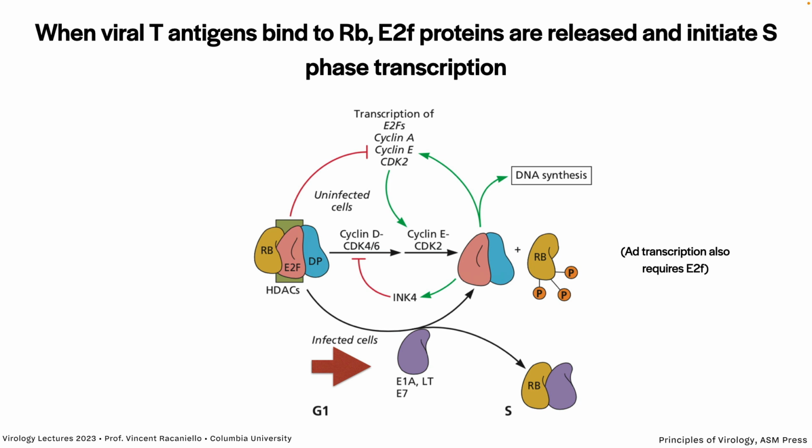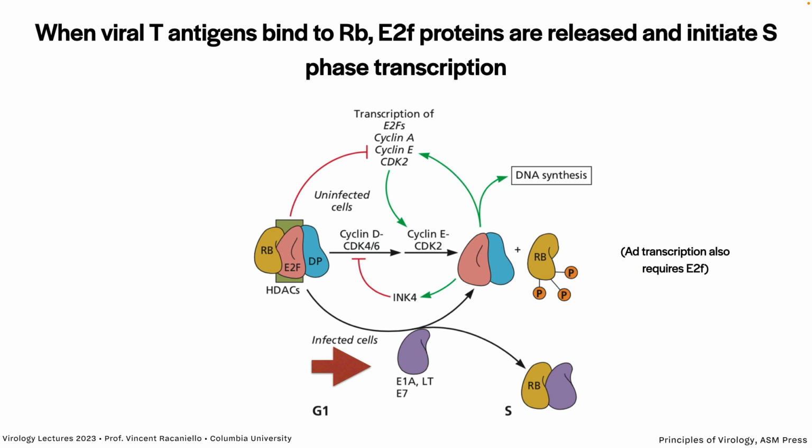And so here's a picture of that. You have seen it before. Here is E1A, large T, E7. These are the T antigens that are common to tumors transformed by these viruses. Those proteins bind RB, and that frees up E2F so that it can turn on DNA synthesis and transcription of other proteins involved in cell division. So essentially, the T antigens have a similar function as phosphorylation of RB.